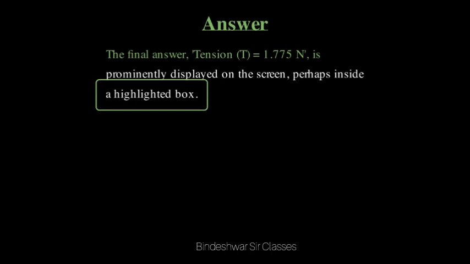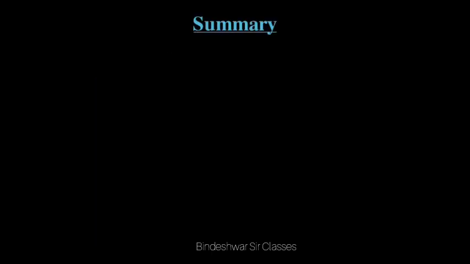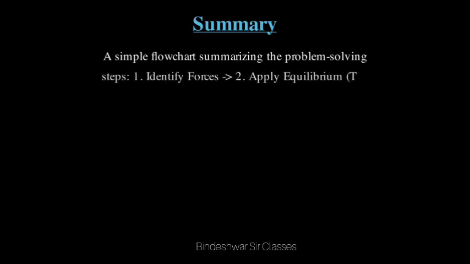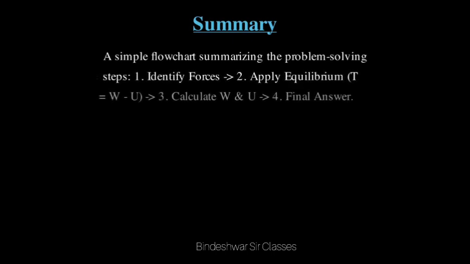The tension is less than the object's actual weight because the buoyant force from the liquid is helping to support the object. So, to quickly summarize our solution, we first identified the three forces in equilibrium: weight acting down, and tension and upthrust acting up. From the equilibrium condition, we derived our main formula: tension equals weight minus upthrust. We then calculated the weight of the object and the upthrust from the liquid separately, and finally subtracted them to find the tension. Remember this method for any problem involving objects submerged in fluids.